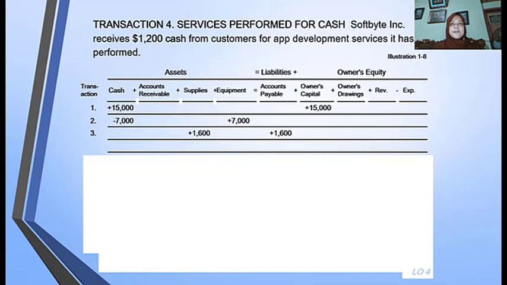Transaction 4, services performed for cash. SoftBite Incorporation receives $1,200 cash from customers for app development services it has performed. So the main point is services performed for cash. As I told you in the last slide, some transactions will raise the owner's equity. It will influence cash because this is a cash transaction. So our cash will rise $1,200, and our revenue, which is owner's equity, will rise. Revenue also rises $1,200.